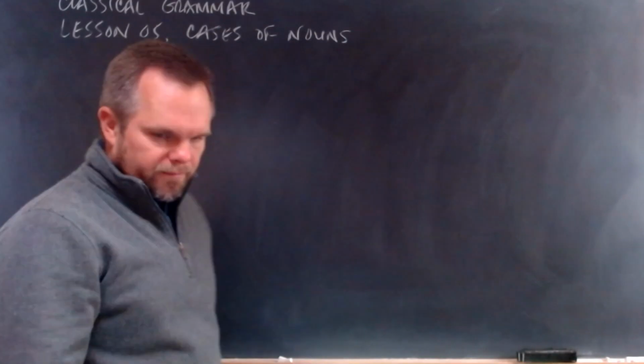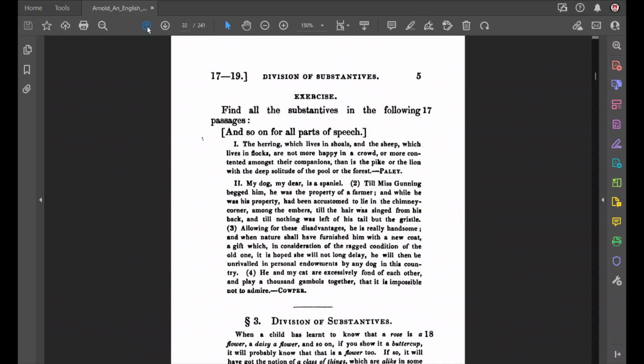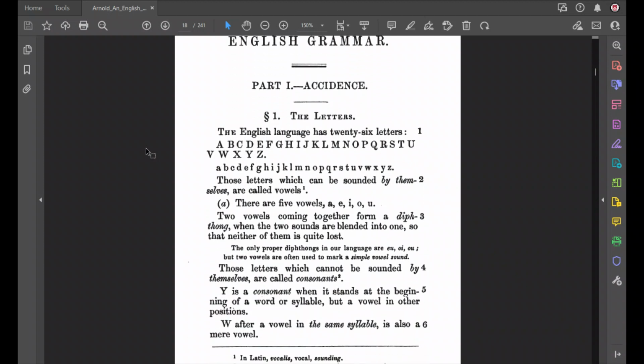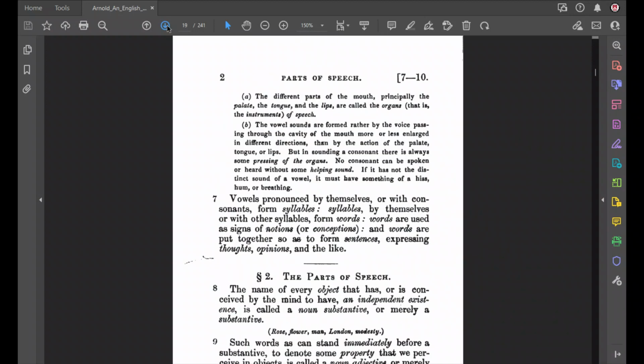Now just to review a little bit, if we go back in our book, let's just back up a few lessons here. In the first lesson, we studied the letters. We learned that there are 26 letters in English. We learned that they divide into vowels and consonants. We learned that some vowels join together to form diphthongs, where two sounds are pronounced together in one syllable. We learned that the letters Y and W can act sometimes as a consonant and sometimes as vowels. We learned that syllables are formed of letters or of individual sounds. We learned that words are formed of syllables and that words are joined together to make sentences.